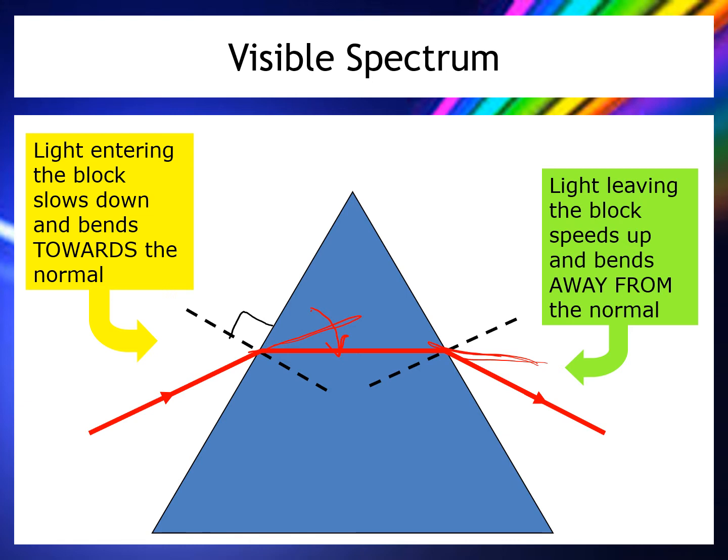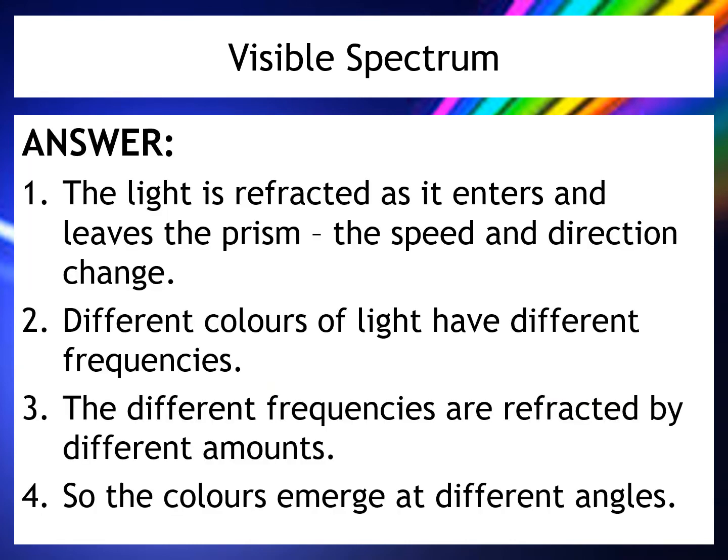So in summary, the light is refracted as it enters and as it leaves the prism, which means that the speed changes, and because it hits at an angle, so does the direction. The different colours of light have different frequencies, and we'll have a look at that a little bit more in a moment. The different frequencies are refracted by different amounts. What that means is that they are bent, or the direction changes by different amounts, so the colours emerge at different angles.